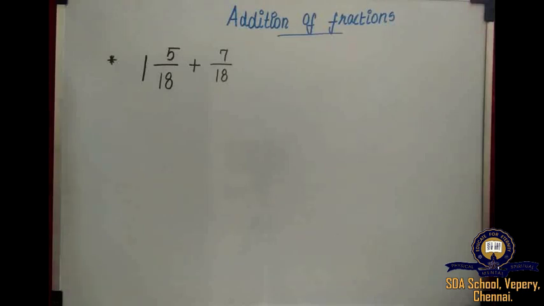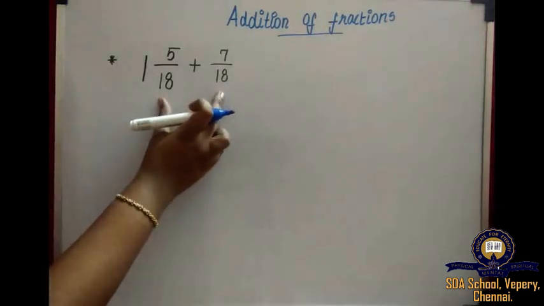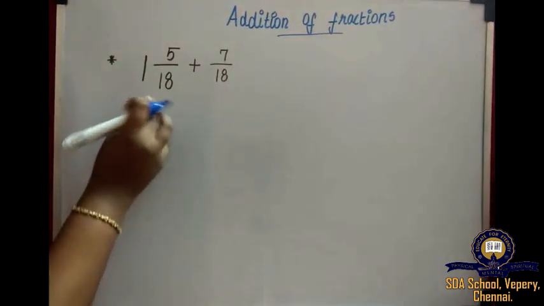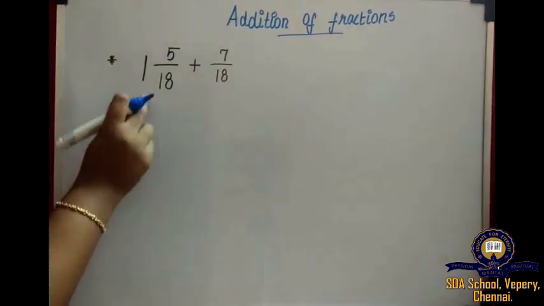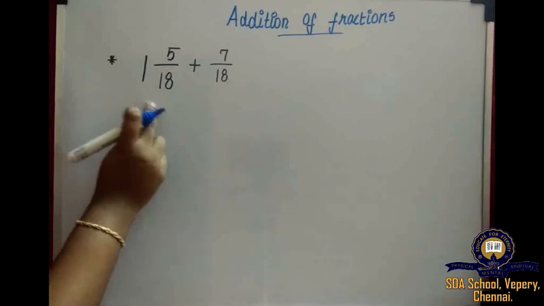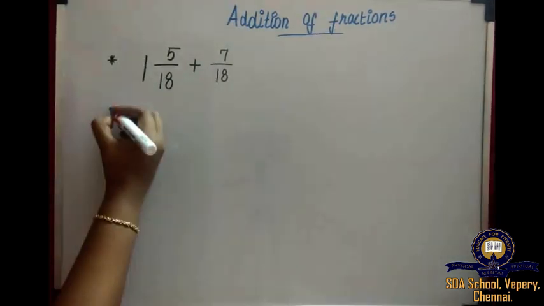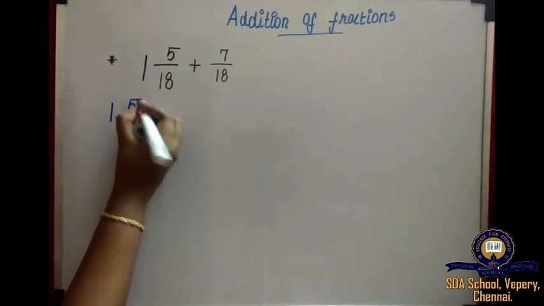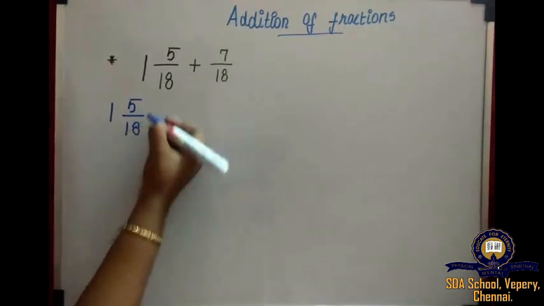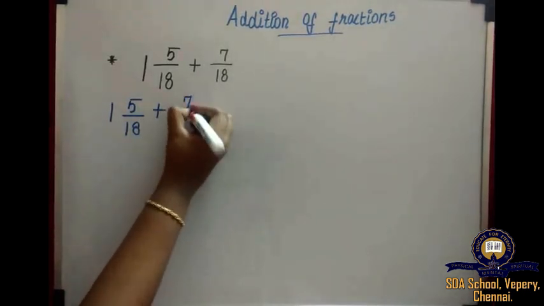Next problem. When you look here, both the fractions have the same denominator. So the first fraction is given as mixed fraction. So first we need to convert this mixed fraction into improper fraction. So 1 and 5 by 18 plus 7 by 18.